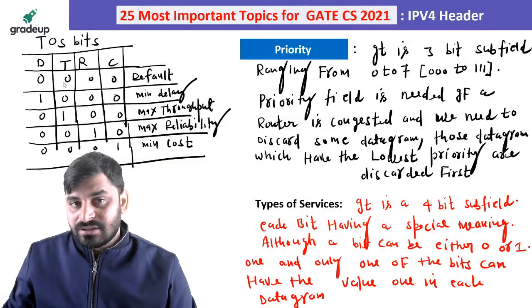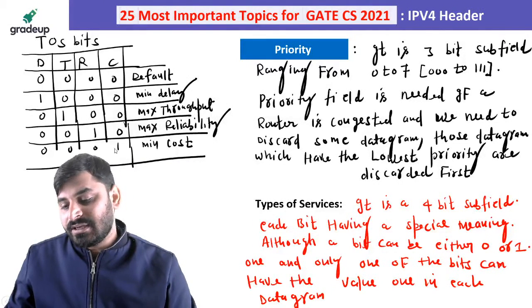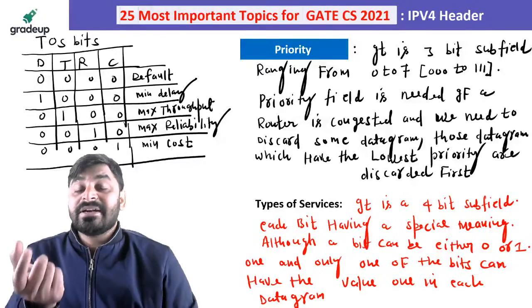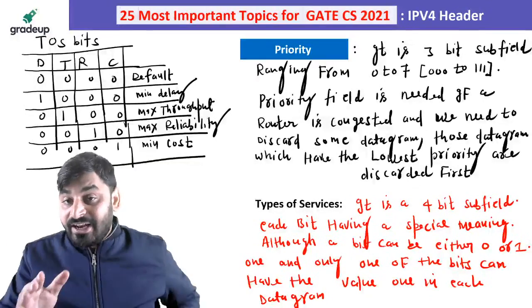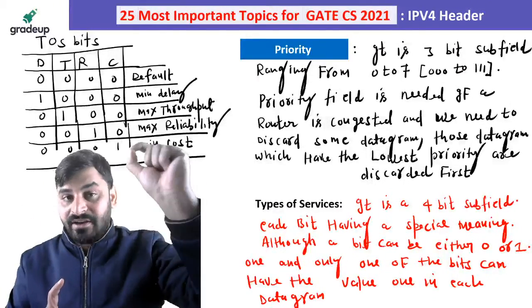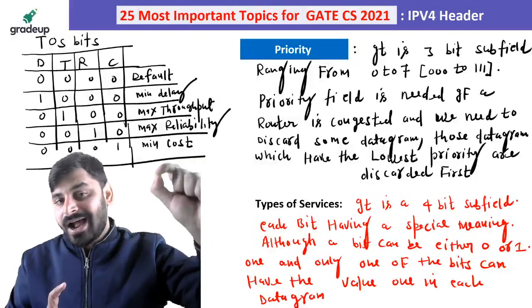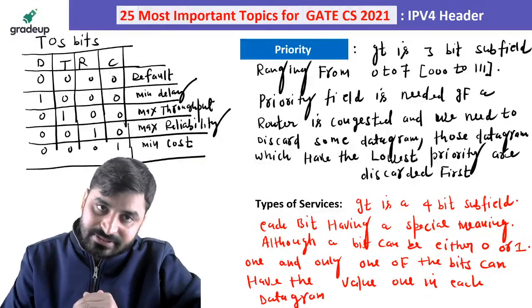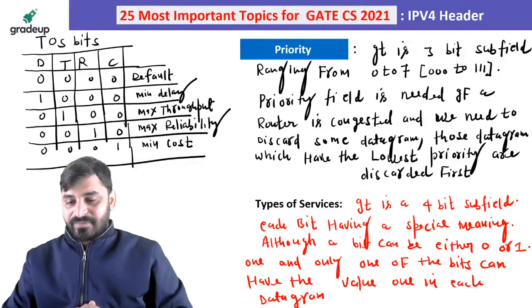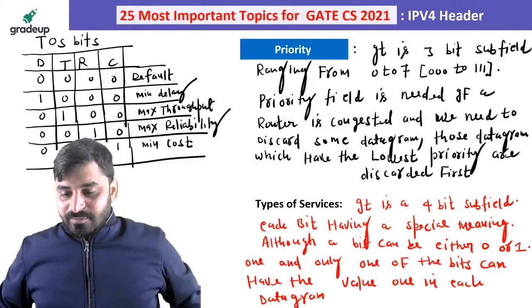So either D has 1, or T has 1, or R has 1, or C has 1. Are you getting my point? So one and only one of the bits can have the value 1 in each datagram. Whenever you are sending any packet, you can take any one service. Either you can take D, or T, or R, or C. So you can't say, sir, I want all services. Is this clear, Priyanka?